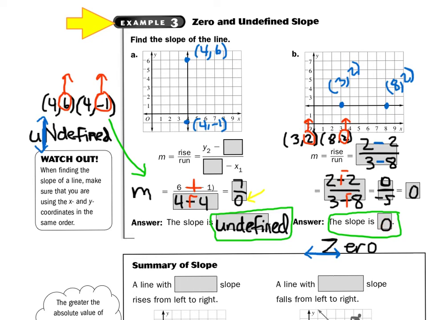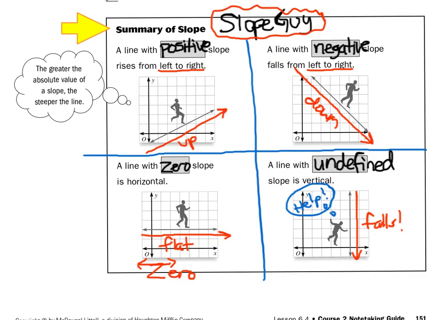Now a fun way to remember a zero slope is think of if I wrote the word 0 with a capital Z, see how this line is the same as this line? So that's another way to help you remember that it's a zero slope. Okay, let's talk about the summary of slope.